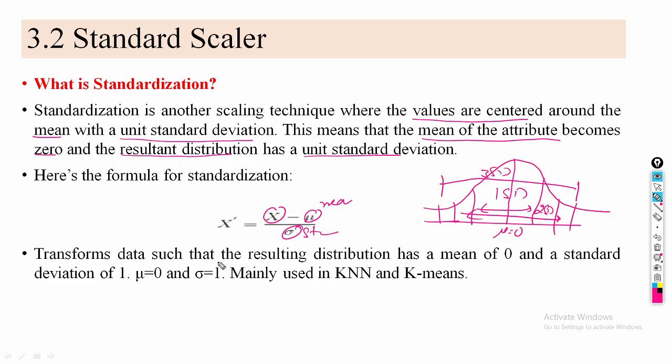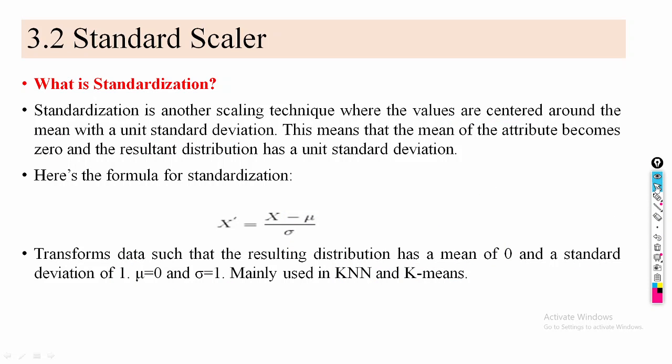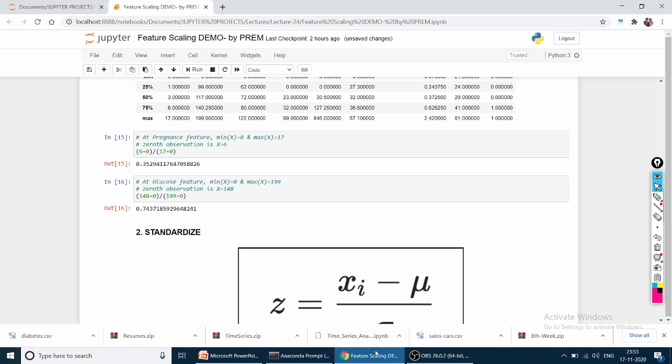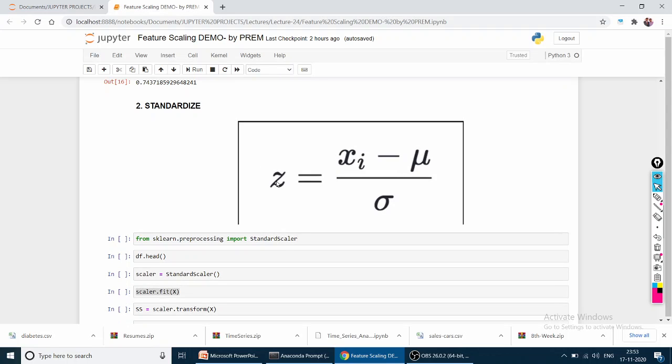So we transform the data such that the resulting distribution has a mean value of 0 and a standard deviation of 1. The mean is represented with the mu symbol, and sigma equal to 1 represents the standard deviation. This kind of technique, standard scaler, is mainly used in k-nearest neighbor and k-means clustering algorithms. If you apply the standard scaler, the formula is z = (xi - mu) / sigma.